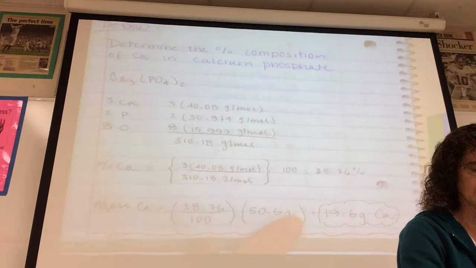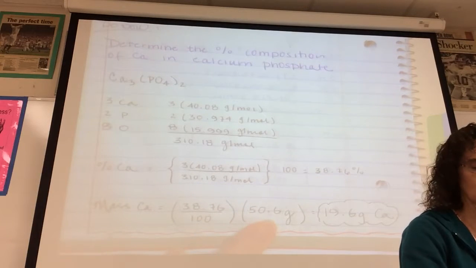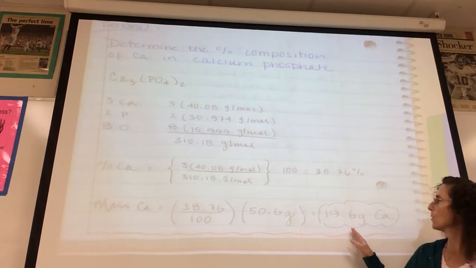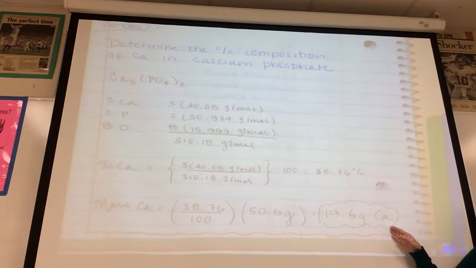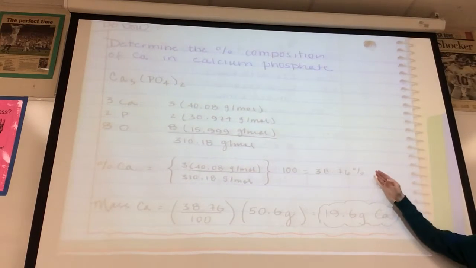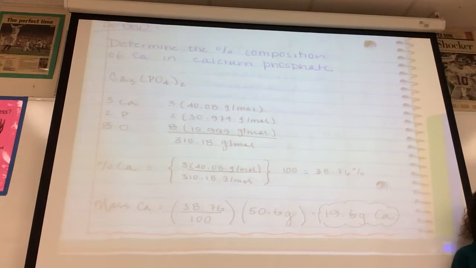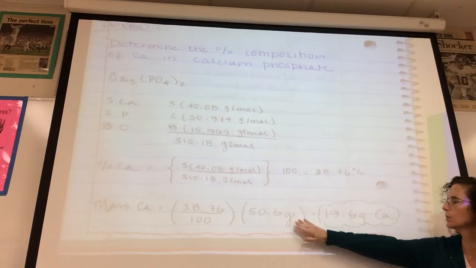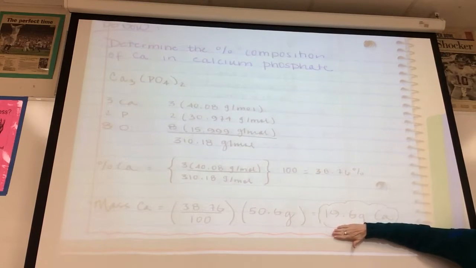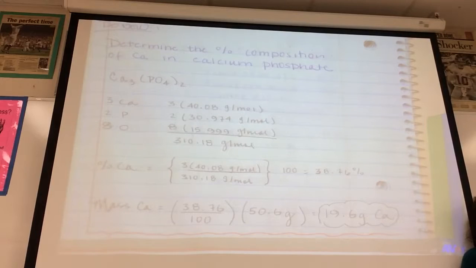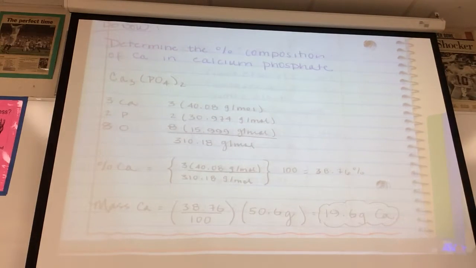Multiply by the mass of the sample that was given to you, and now you have the mass of calcium in that sample. So you get the percent comp, you divide by 100, you multiply by the mass of the sample, which is given in the problem, and you get the mass of the element in the sample. And we'll work the next one from start to finish so you see exactly how to do it. And then you'll decide if we want to do the next one together or if you want to give it a shot to see if you can roll with it.